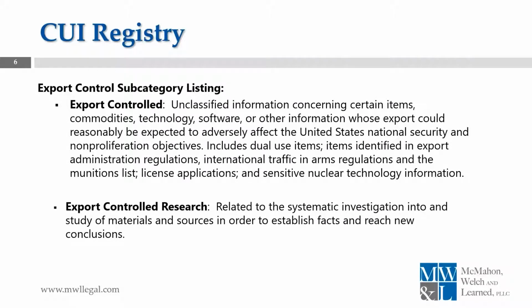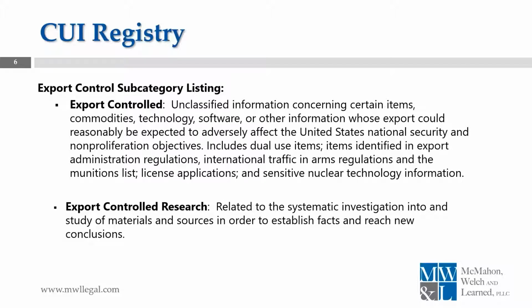So, under export control, that subcategory listing describes what is covered by export control. And what it is: unclassified information concerning certain items, commodities, technology, software, or other information whose export could reasonably be expected to adversely affect the United States national security and non-proliferation objectives. And by non-proliferation, what we mean by this is having our weapons and so forth being given to our adversaries, and in many cases even our allies, in a way that it's not protected.